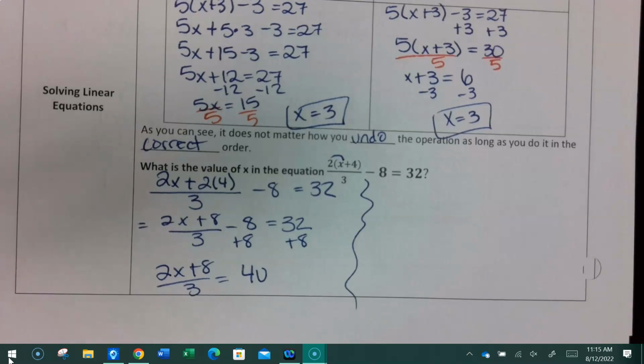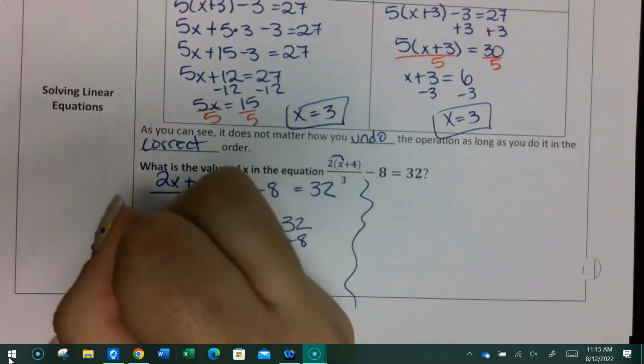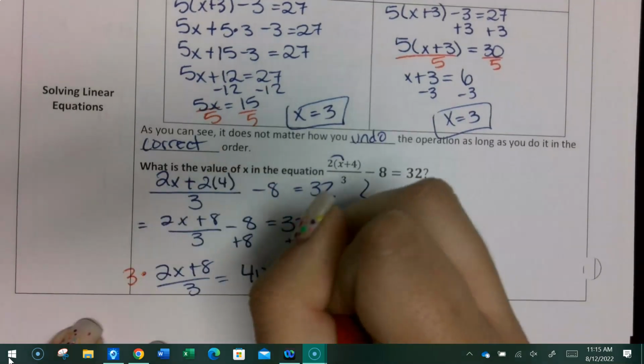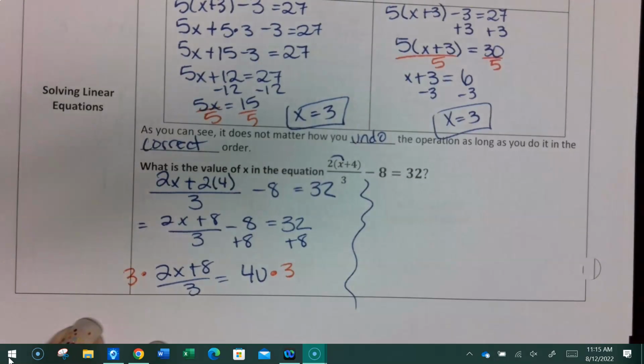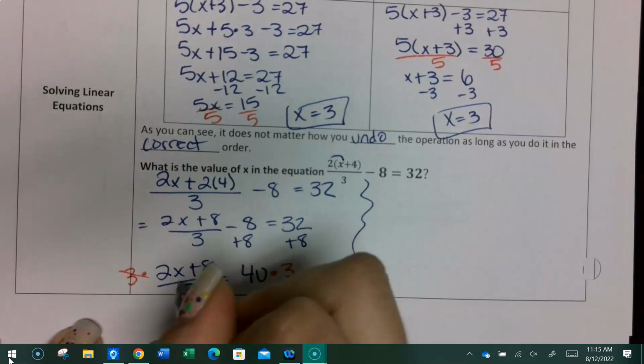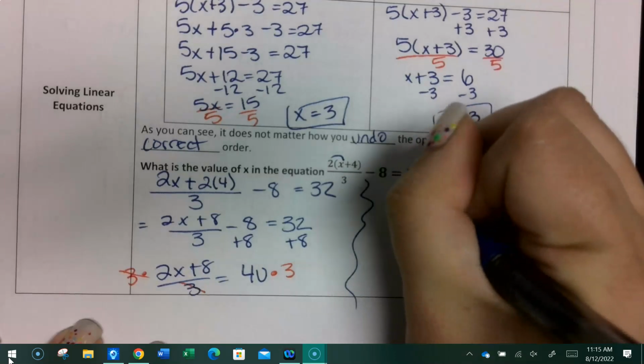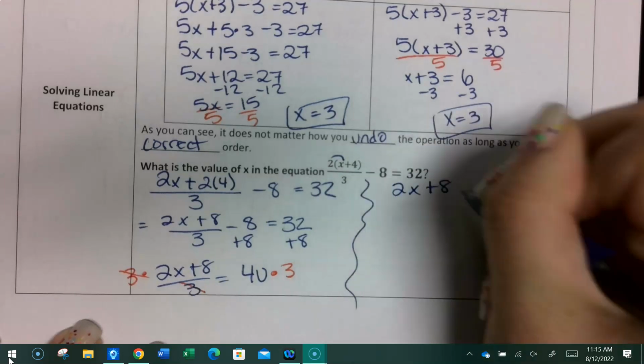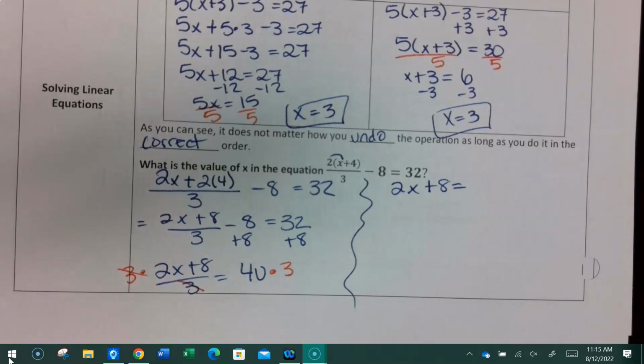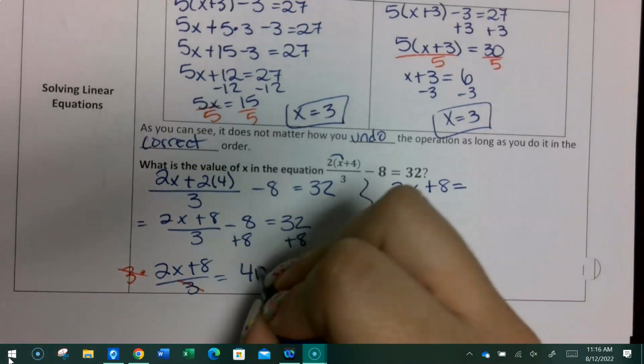So now I want to try and get rid of that fraction. How do I get rid of the 3 on the bottom? Multiply both sides by 3. So on my left side, these are going to cancel out. That gets me... So then I get 2x plus 8 equals, what's 40 times 3?